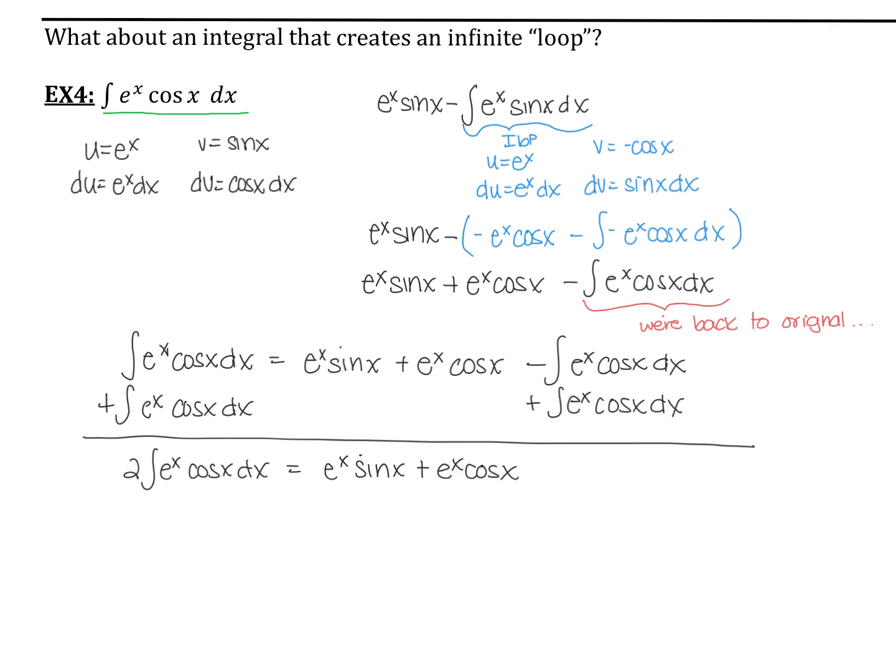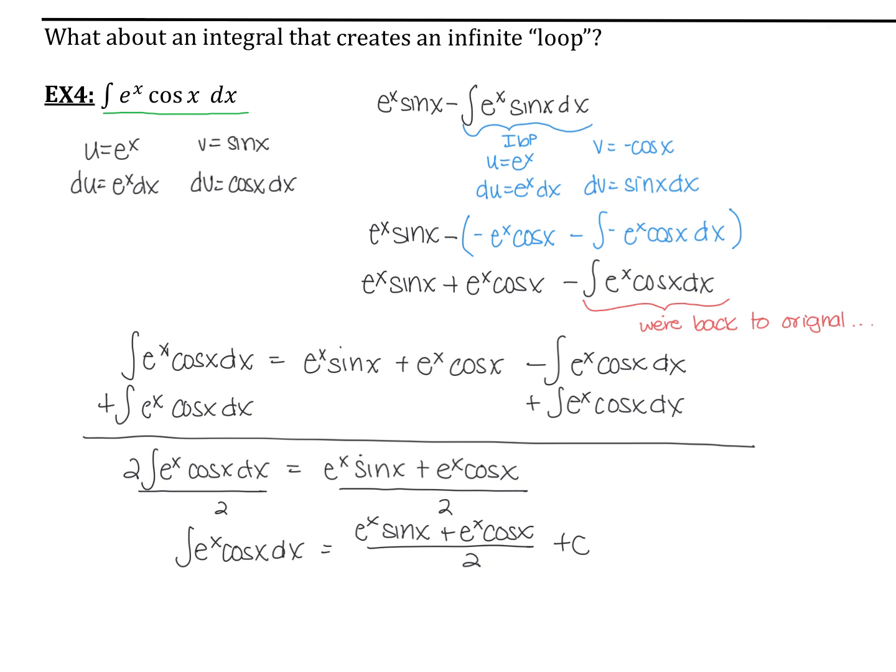Okay, well, I don't want to know what 2 times the integral of e to the x cos x is. I just want to know what one of those integrals is. So the integral of e to the x cos x, when I divide it by 2, just gives me this expression that says e to the x sine x plus e to the x cos x divided by 2 is equal to the integral. And now I'm going to stick a constant of integration because I haven't put that in there yet.